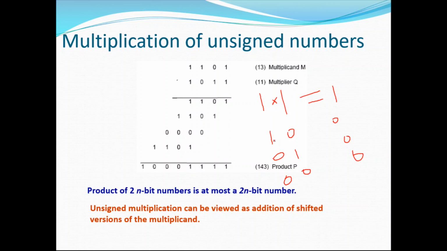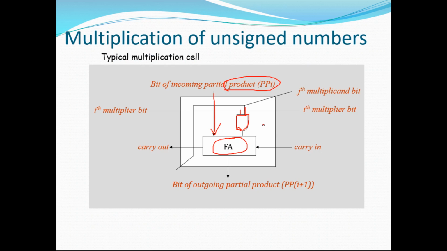1 into 1 is 1, 1 into 0 is 0, 0 into 1 is 0, 0 into 0 is 0. So why are we using an AND gate here? Because AND gate is equal to multiplication. Every bit of the multiplier should be multiplied with every bit of the multiplicand. So 1 into 1 you got this 1, 1 into 0 you got this 0, 1 into 1 you got this 1. That part is done by this AND gate.